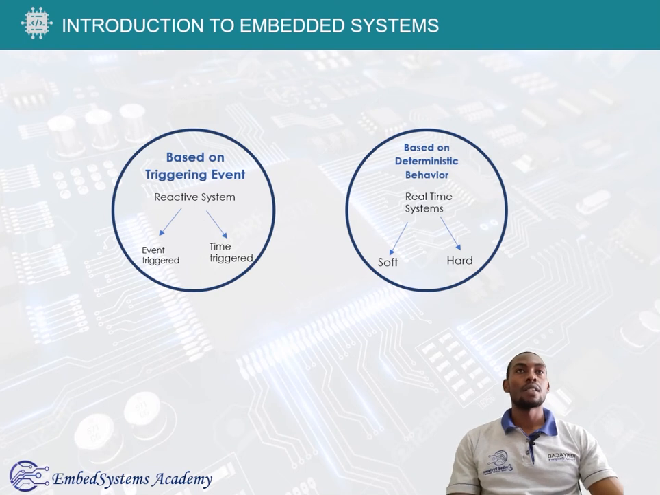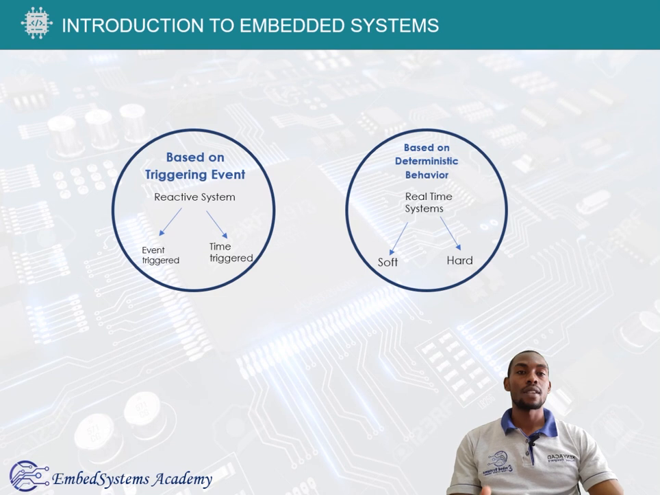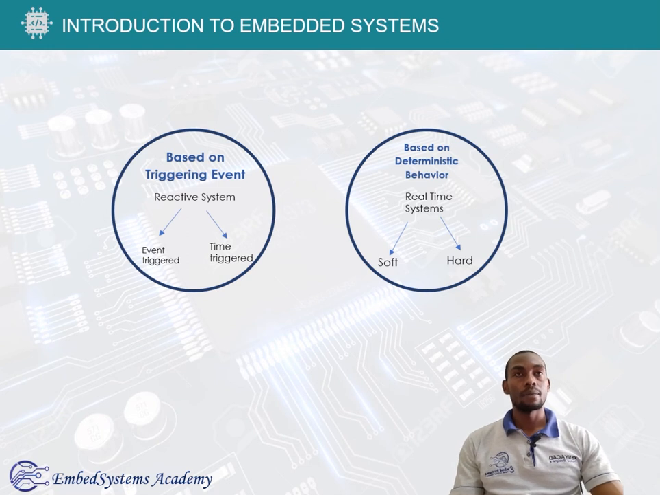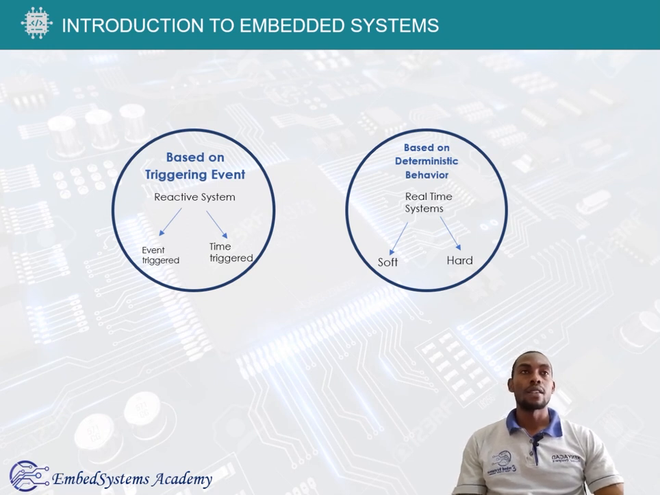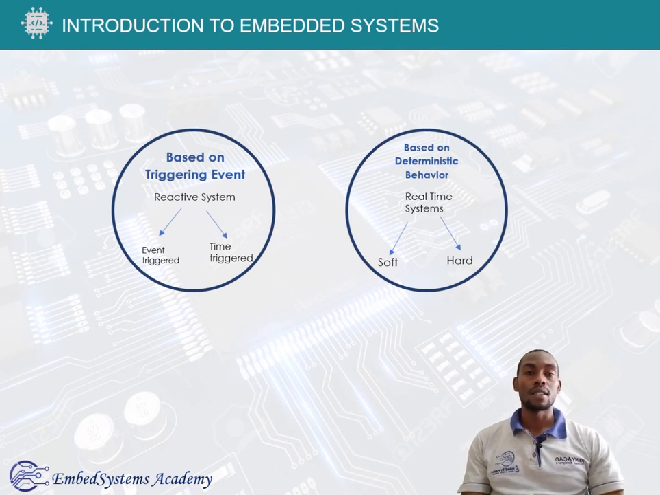Now, based on the triggering event, we have reactive systems. They are embedded systems which are triggered when an event occurs, and there are those that are triggered based on time. For example, when the temperature of a house gets to a certain point, then the AC is turned on. That's an event triggered system. A time triggered system is, for example, an alarm system where at a particular time an alert is triggered. That is a time triggered reactive system.